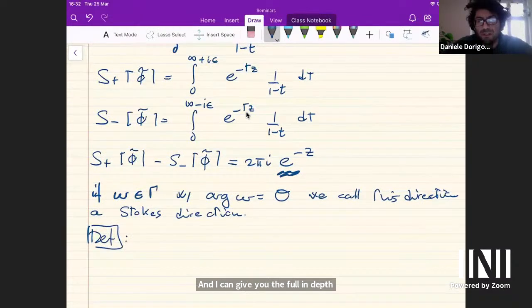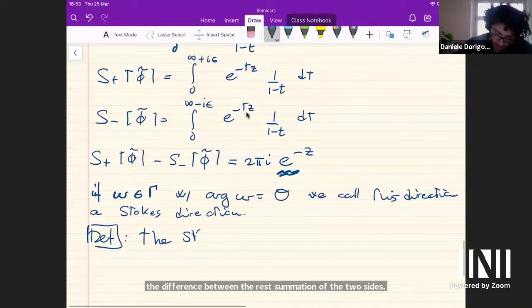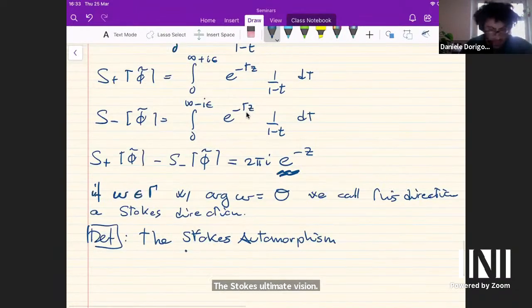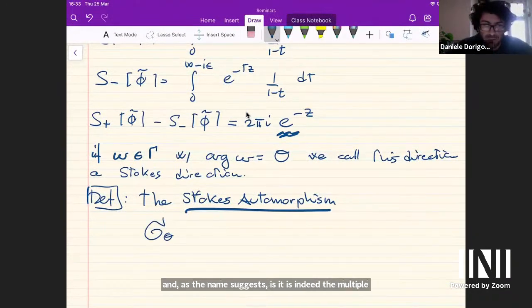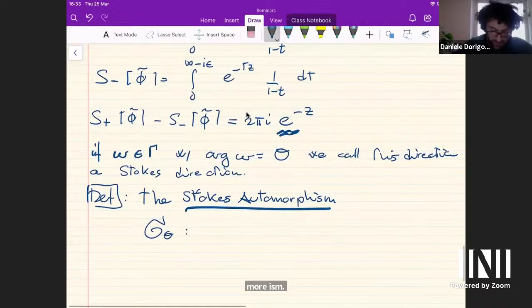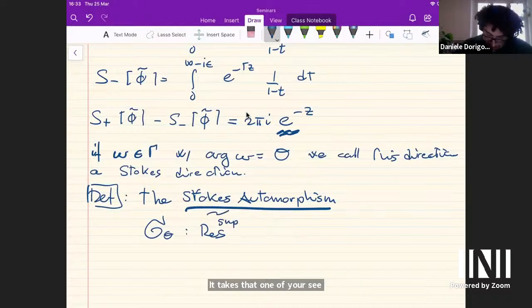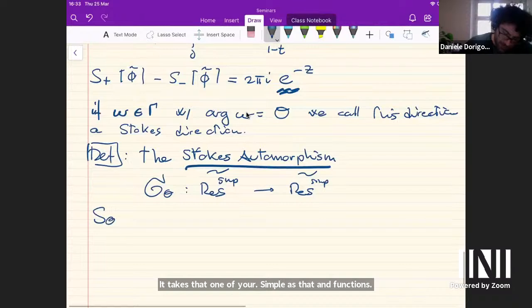You can compute the difference between the resummation of the two sides. The Stokes automorphism, and as the name suggests, it is indeed an automorphism. So this is usually denoted with mathfrak S. It takes one of your simple resurgent functions, and it gives you another simple resurgent function. And it's defined in the following way.